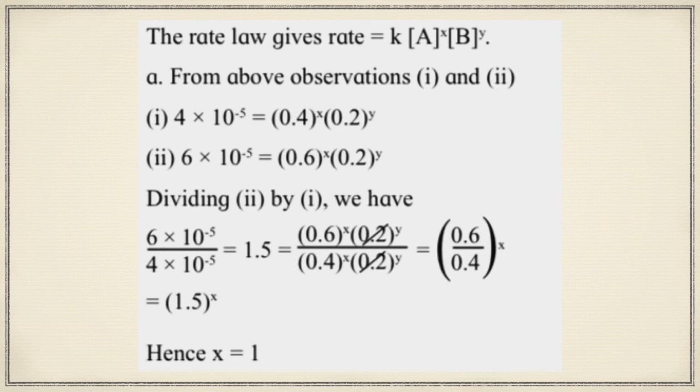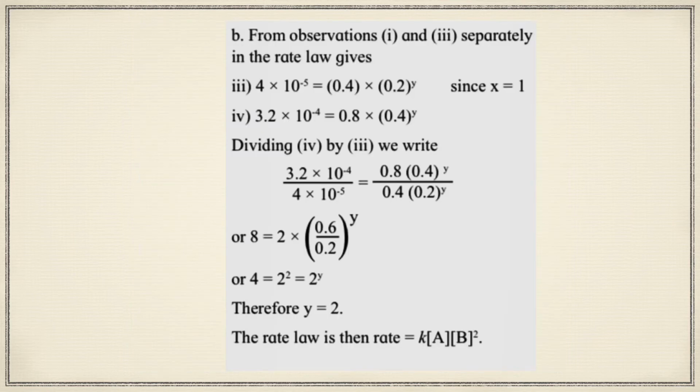That is simple. So it will be what? 1. So A raised to 1 is equal to A. So the simple way, X is nothing but equal to 1. Similarly, I am going to find out what Y is. From observations 1 and 3 separately in the rate law, it will give 4 into 10 raised to minus 5 is equal to 0.4 into 0.2 raised to Y. Now why are we writing 0.4 raised to 1 instead of X? I am using 1 because we have already found that out.